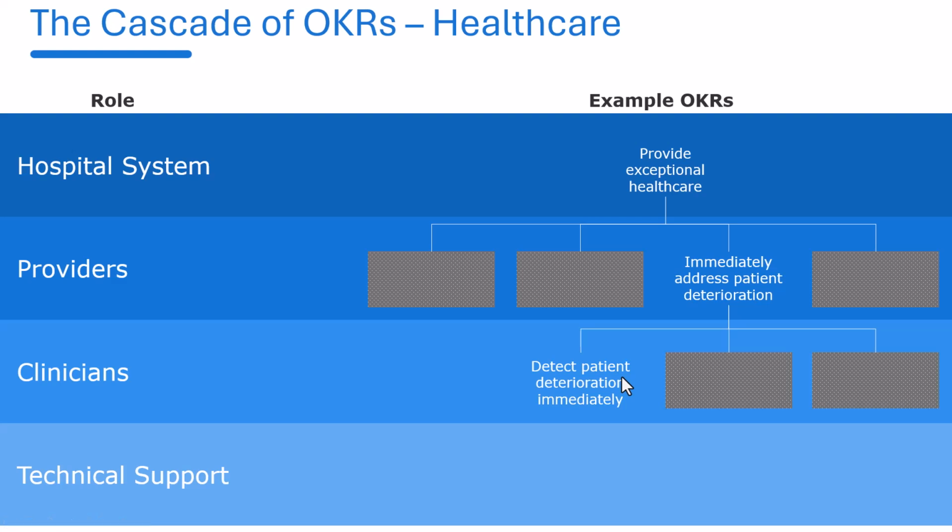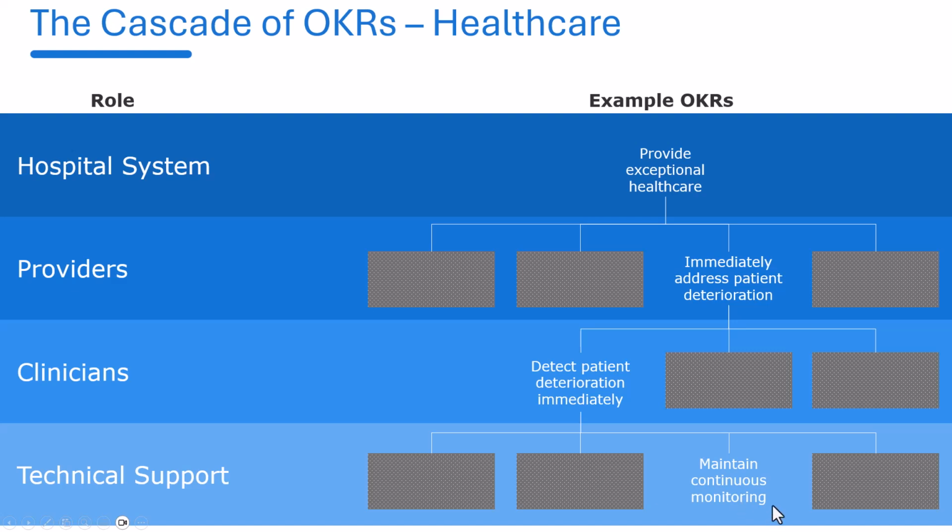Now, to make that happen, there's a bunch of things that technical support needs to provide, one of which is just the ability to maintain continuous monitoring. So this is kind of the alignment or drill down cascade, whatever word you would like to use. And there are several ways to easily build this out. One is sort of from the bottom up.